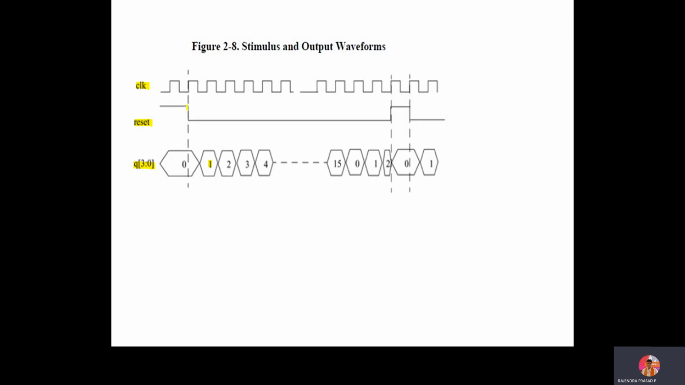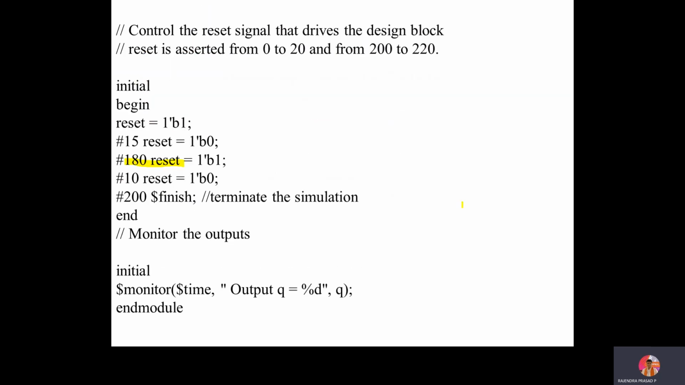So this is the record: when reset is 1, the output is 0. When reset is 0, it is counting. For 10 seconds, 5 unit, 5 unit, reset was 1, the output is 0. Then afterwards again it counts. So till 200 seconds it will be running. So this is how you need to write the stimulus program for this one.